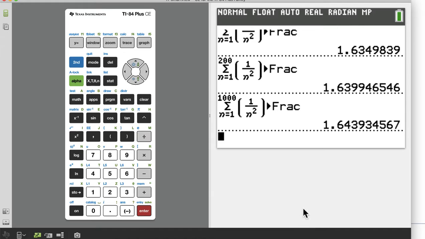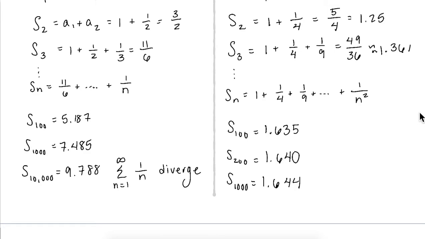Right, so we can see between the 100 up here, the 200, and then 1,000, right, there's barely any difference. So that looks like it is tapering off to a specific value. So we're going to say that the series from 1 to infinity of 1 over n squared is going to converge. So it converges. Now, what it converges to, we're not exactly sure.